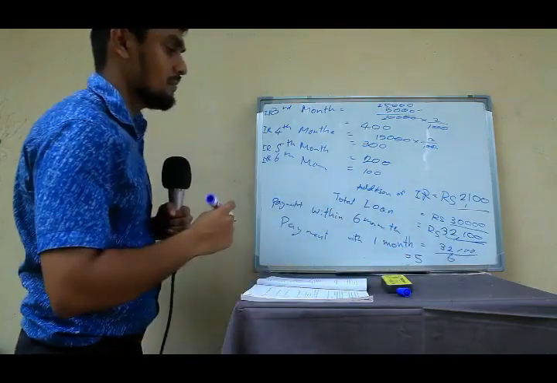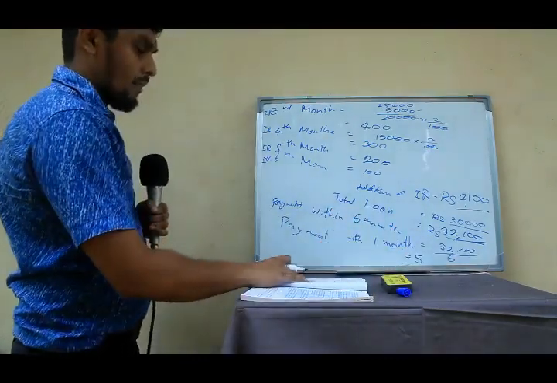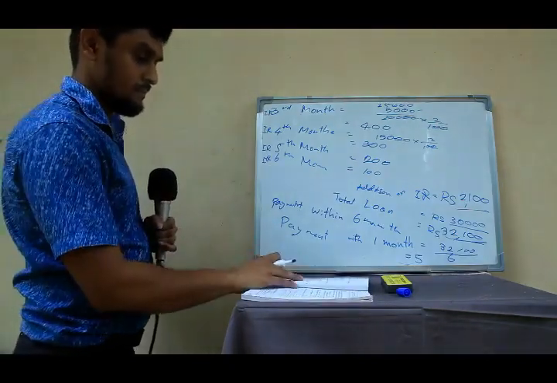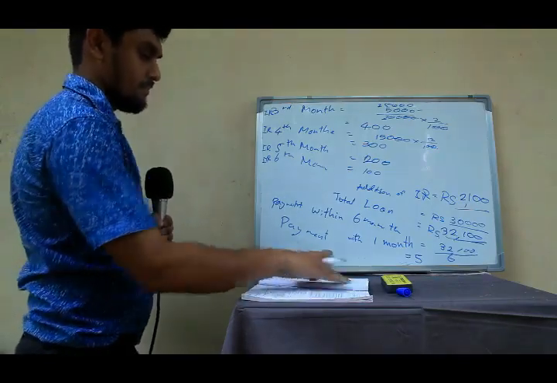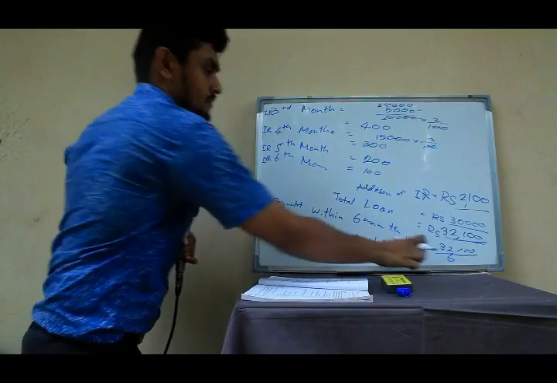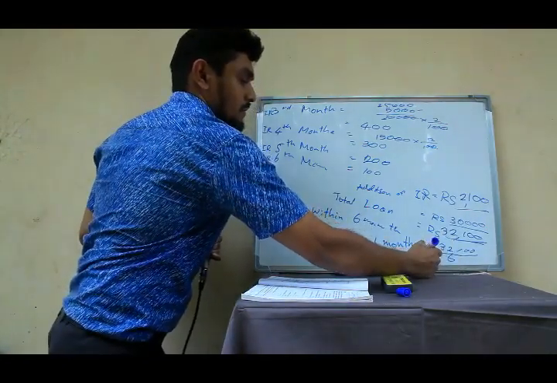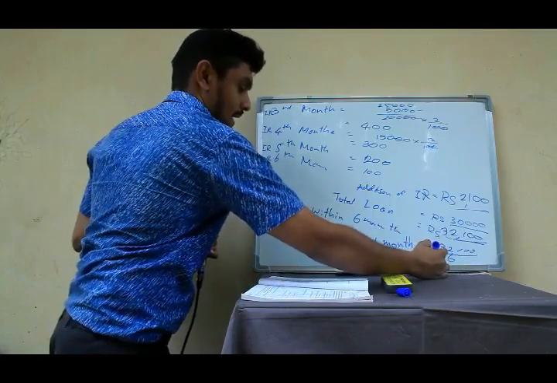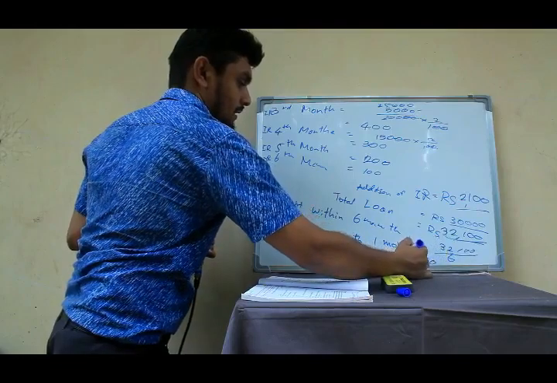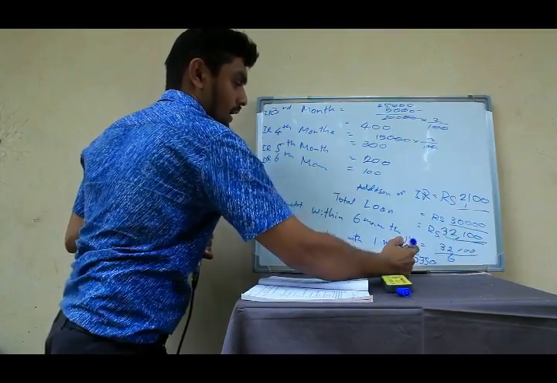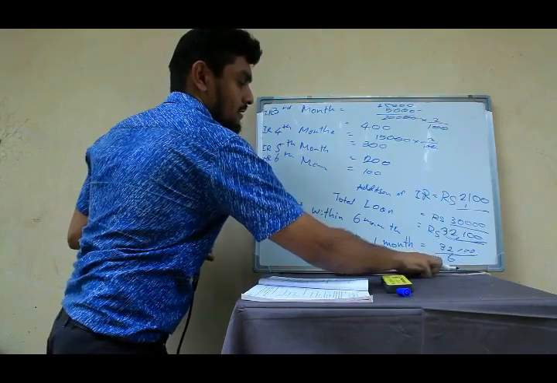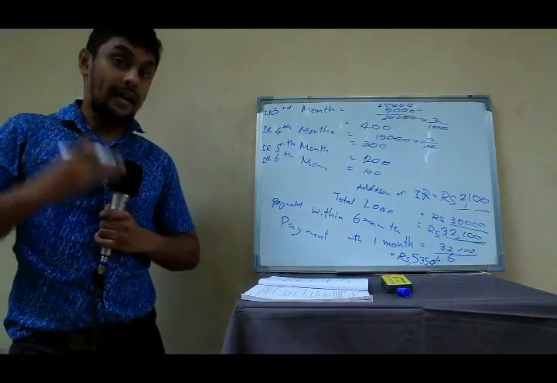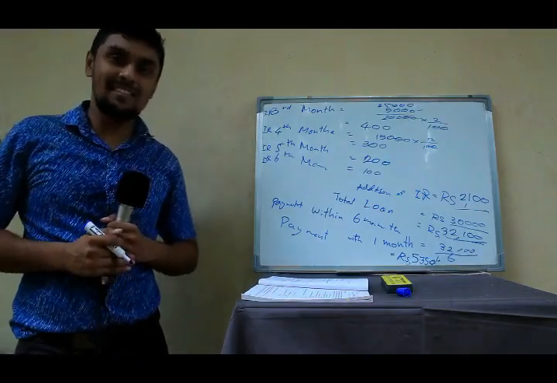So what is the answer here? 5,350 rupees is the answer. Don't forget to write rupees here. That is a must. So you can find the answer by this method. This is the reducing balance method. It's much easier to solve.